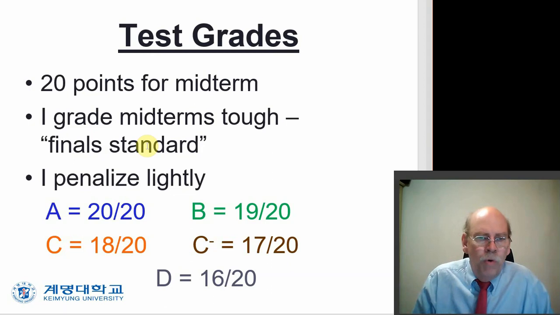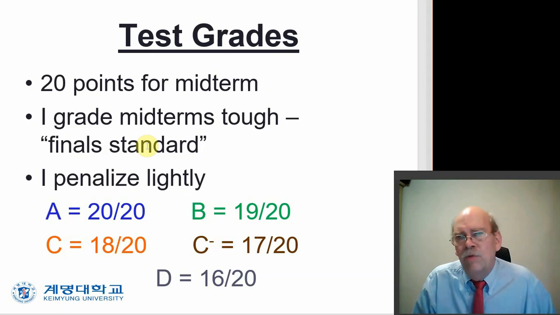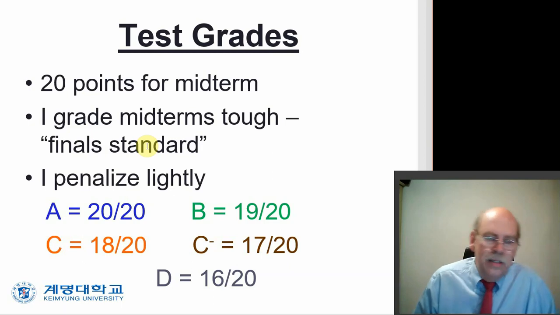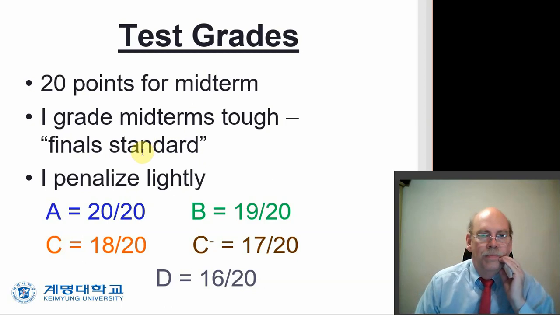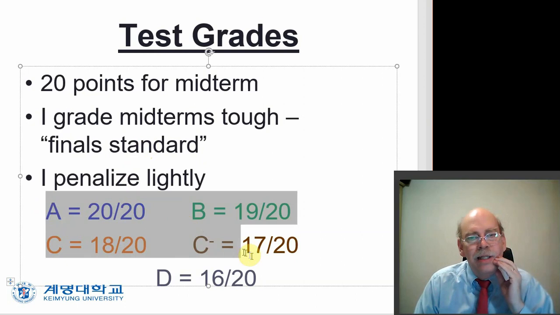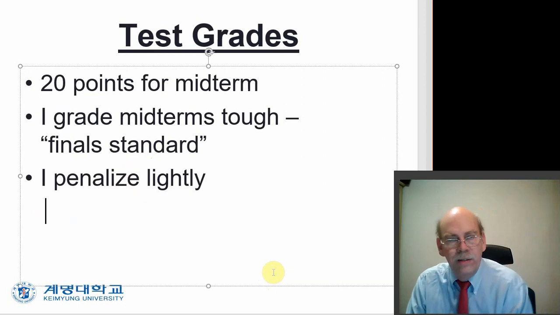20 points is an A, if anybody got 20 over 20. 19 B, 18 C, but you could see D, but that's not real. Don't worry about this. I'm going to delete this because it's not real.